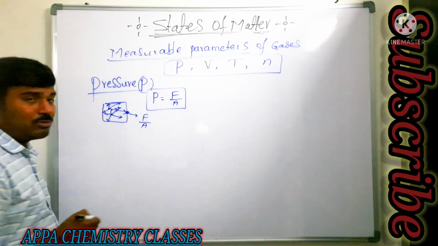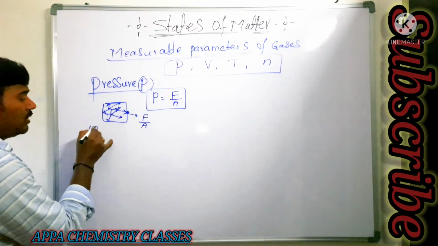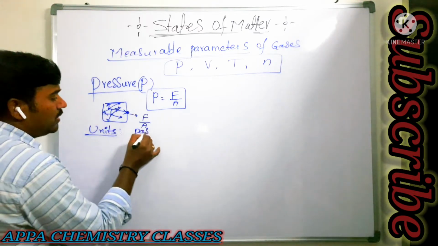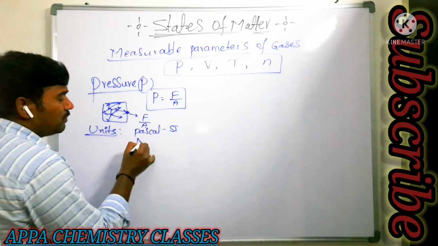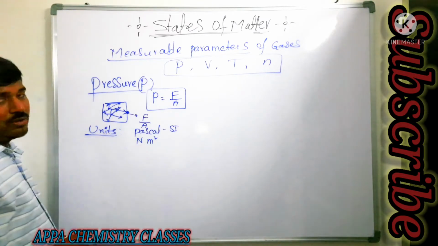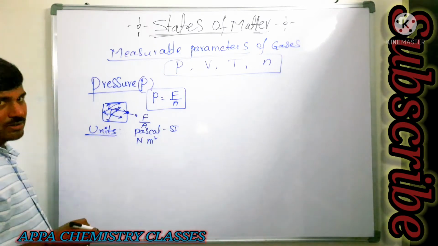So pressure is nothing but force per unit area. The unit is the pascal, which is the SI unit, and also Newton per meter square. Newton per meter square is also a unit of pressure. Okay, so pascals or Newton per meter square.